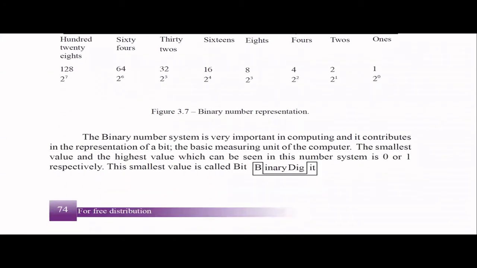So the binary system is very important and I hope you understood. Here we have only 2 digits, right? So the smallest value is called a bit, binary digit. From that we got this word bit, right?